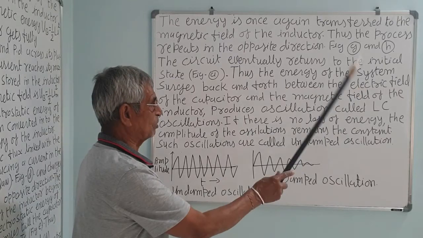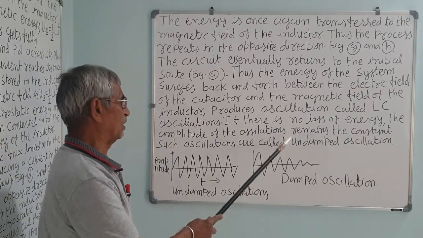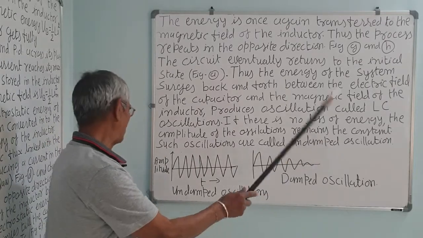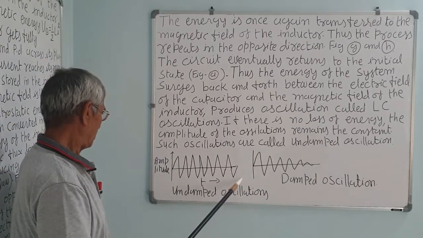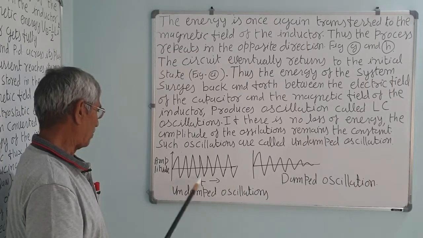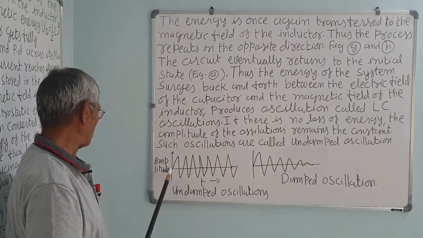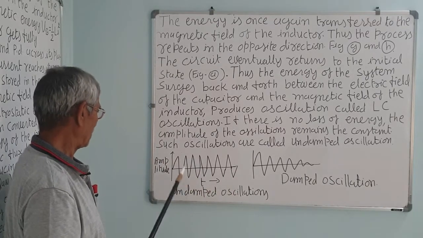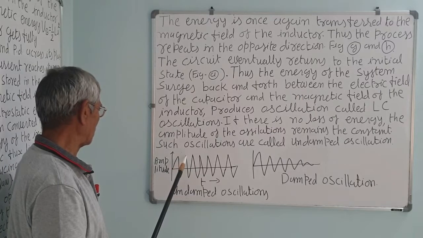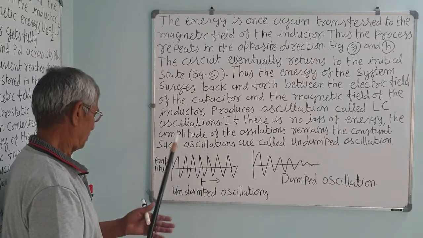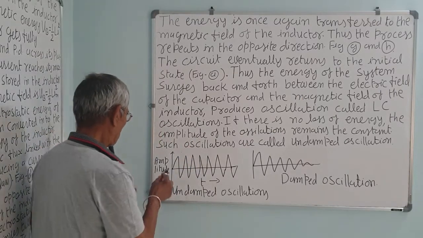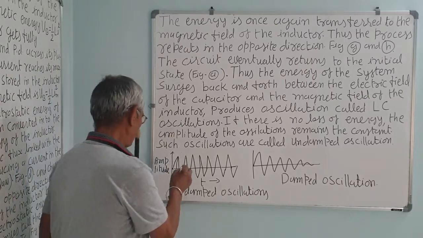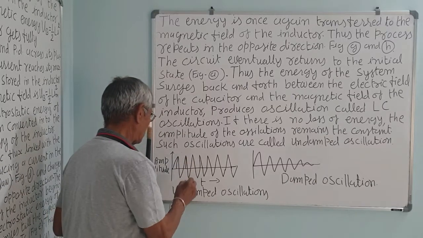If there is no loss of energy, the amplitude of the oscillation remains constant. If there is no loss of energy, such oscillations are called undamped oscillations. This is a figure of the waveform of the undamped oscillation. The amplitude remains constant; this is the amplitude and this is the time axis, correct. So the amplitude becomes constant. This is the maximum disturbance, called the amplitude A, and this remains constant.